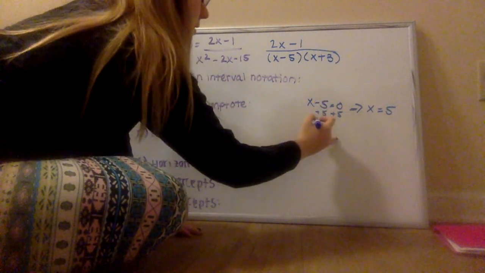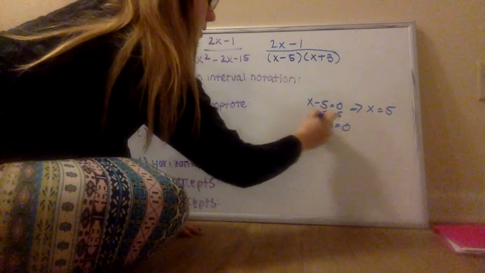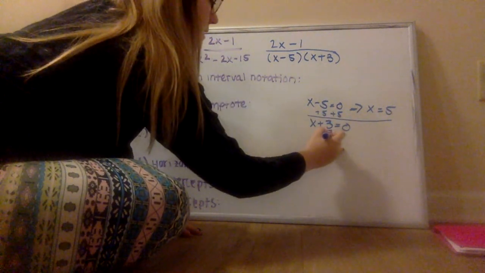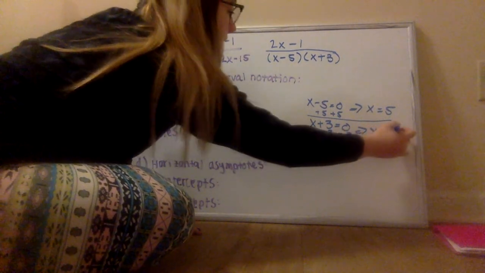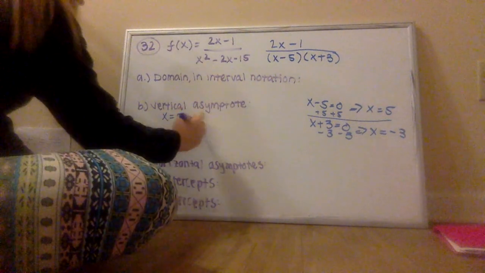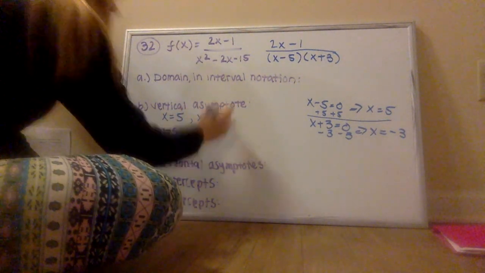And then same thing with x plus 3. We're going to set that equal to 0. So we're going to subtract 3 from both sides. This is going to give us x is equal to negative 3. So again, we have another vertical asymptote at x equals negative 3.